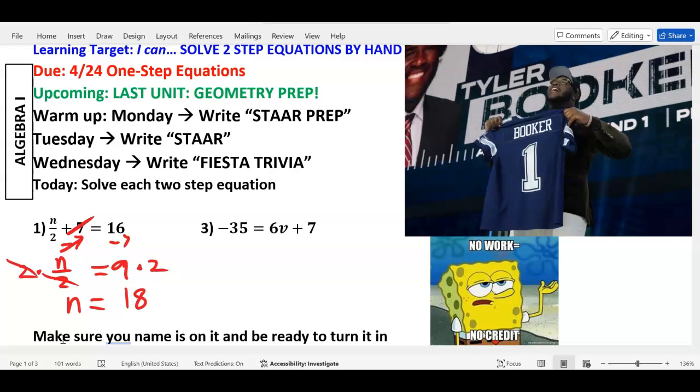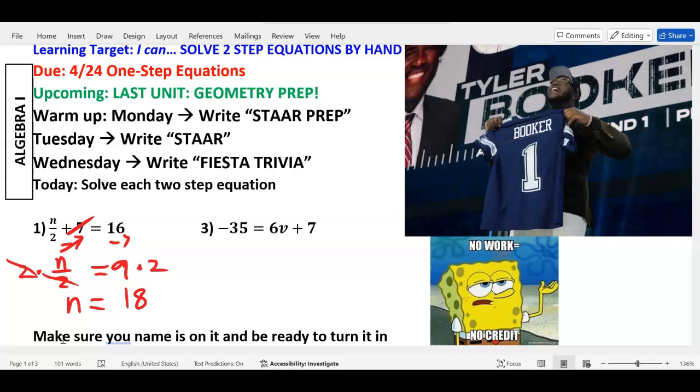Can y'all do 2 steps today? Showing your work. Not using Desmos, not using an app, not using some crazy AI thing. You got to just know how to do it yourself, because next year in geometry or algebraic reasoning, you got to know how to do it yourself. Trying to prep you.